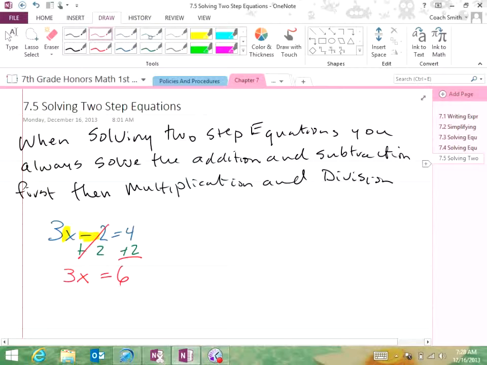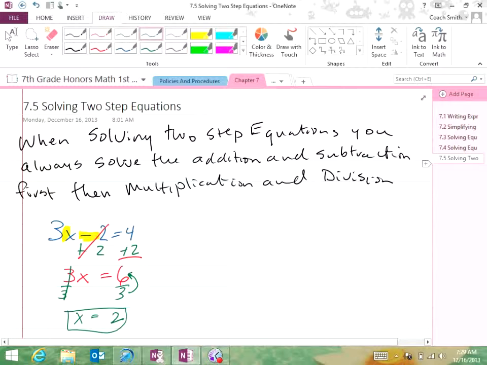So now we've done our addition and subtraction. Now we do the division to solve. That cancels. Obviously, 3 into 6 goes 2 times. So your answer is 2.